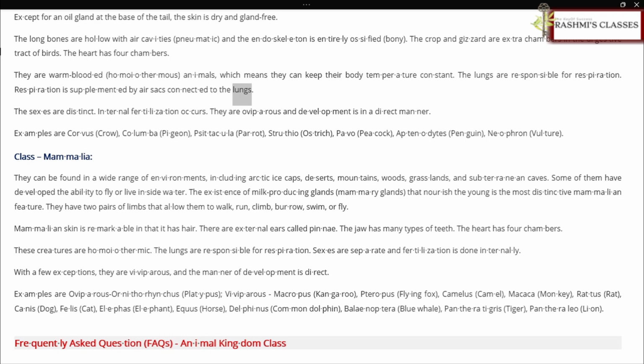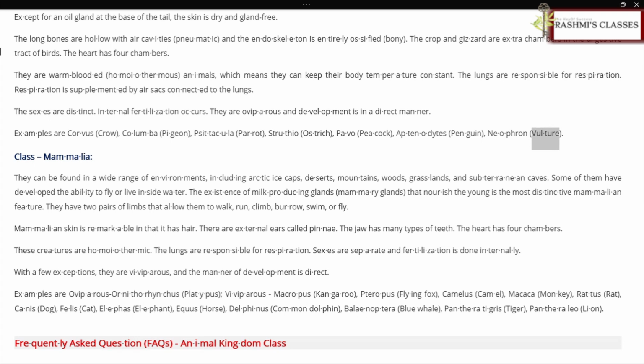The sexes are distinct. Internal fertilization occurs. They are oviparous and development is in a direct manner. Examples are Corvus, crow; Columba, pigeon; Psittacula, parrot; Struthio, ostrich; Pavo, peacock; Aptenodytes, penguin; Neophron, vulture.